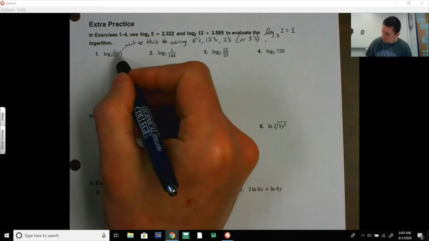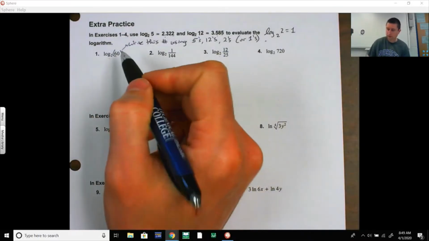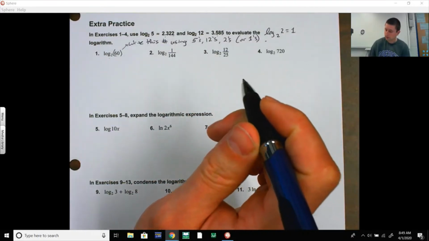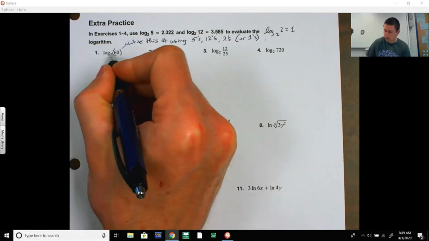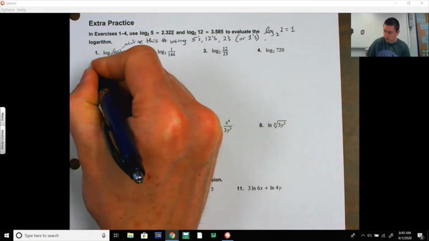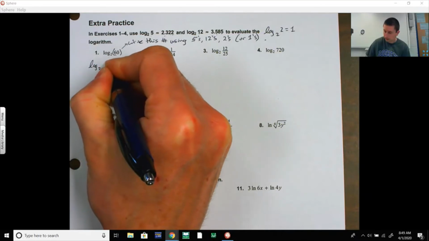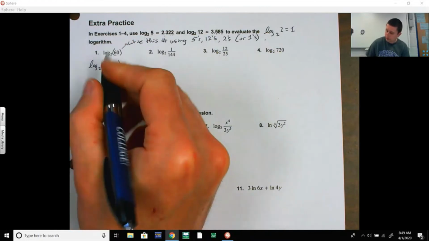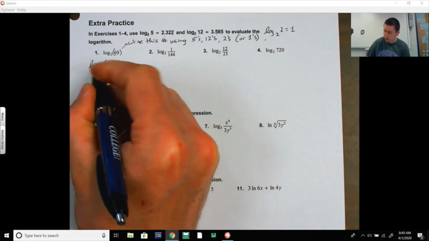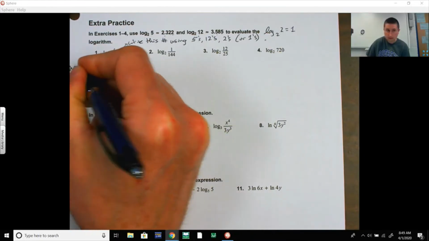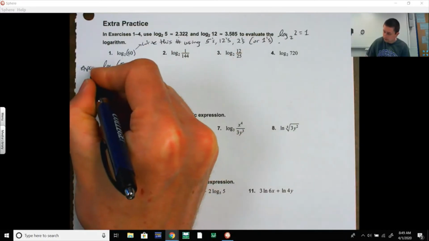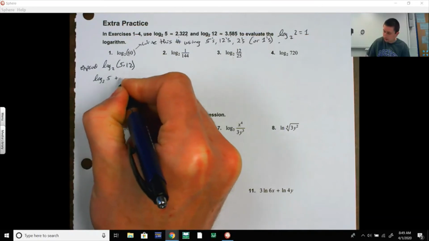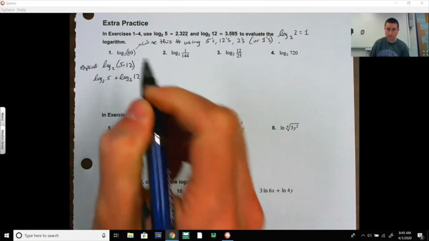So we want to write the number 60 using 5s, 12s, or 2s. So you have to think about, okay, how can I get the number 60 using 5s and 12s? And we realize that log base 2 of 60 is 5 times 12. So 60 is 5 times 12. Take those two, multiply together. There's the multiplication. We can expand it. We want to expand that, so that's log base 2 of 5 plus log base 2 of 12.